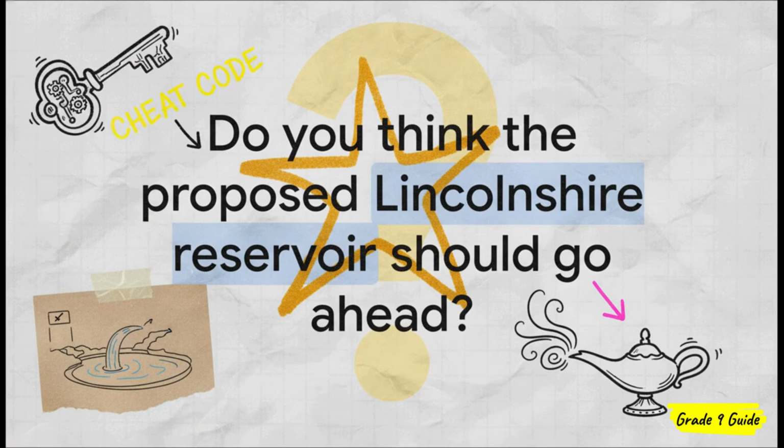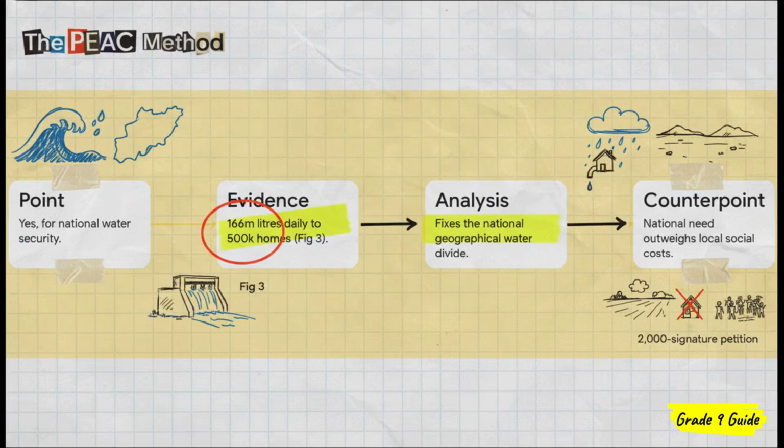So how does our cheat code handle it? Okay, here's the breakdown. For your point, you're going to say, yes, it absolutely should go ahead to secure our long-term national water security. For your evidence, you pull straight from Figure 3. It's going to provide 166 million liters of water every single day to about 500,000 homes. For your analysis, you explain just how massive that is. This literally helps fix the national geographical divide, where the superpopulated southeast gets like no rain.